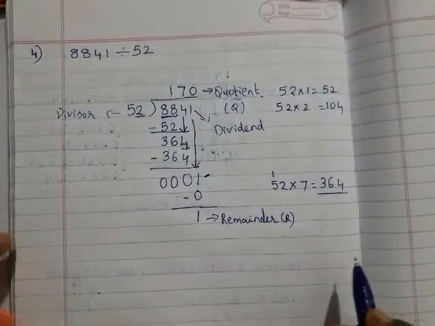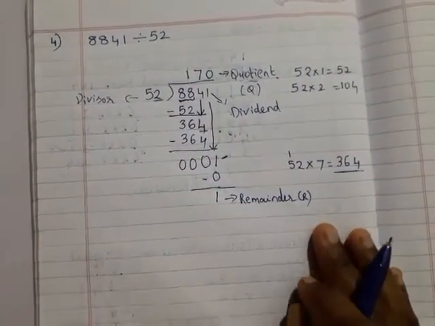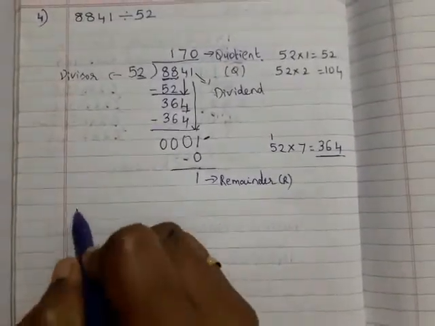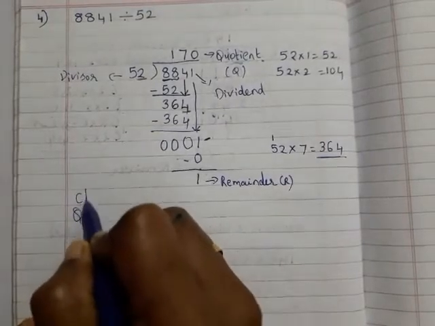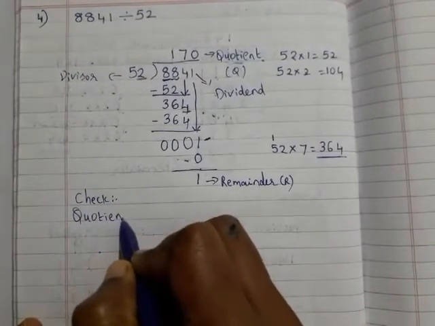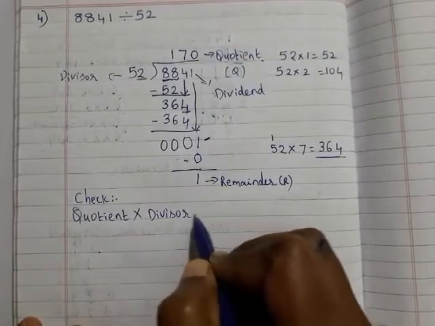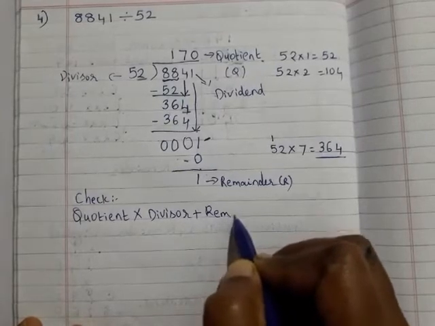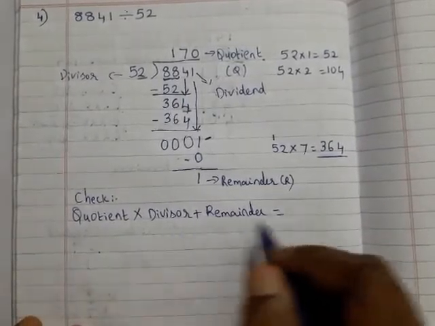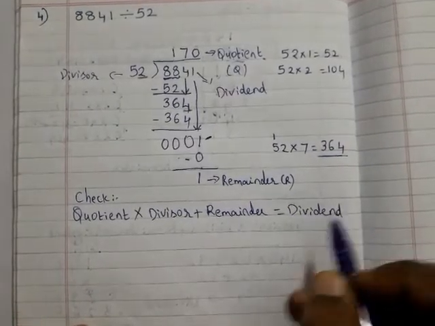and the divisor is 52. Now the next step is we need to check our division. So the formula we need to write: quotient into divisor plus remainder. If we do this simplification, we need to get the dividend. Let us see if we get that or not.